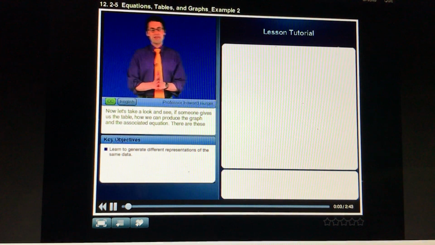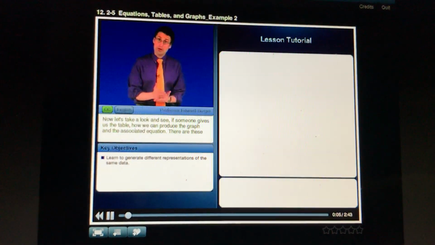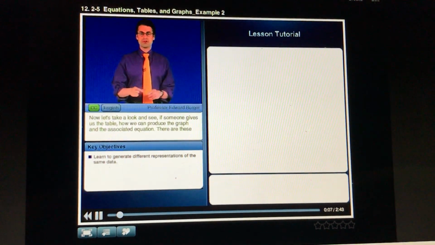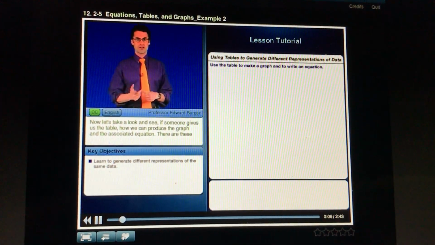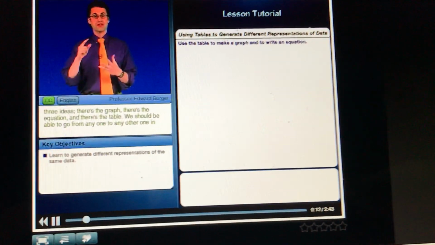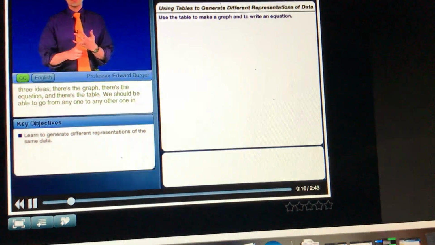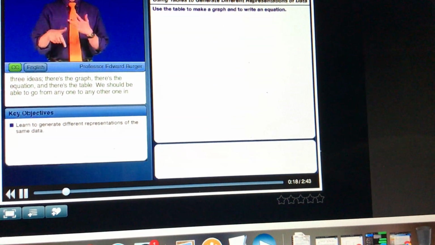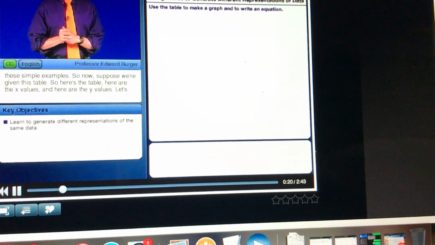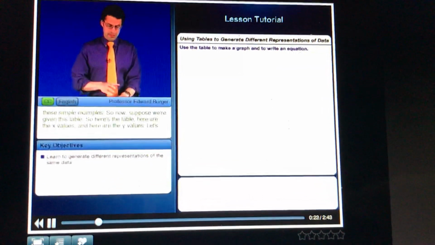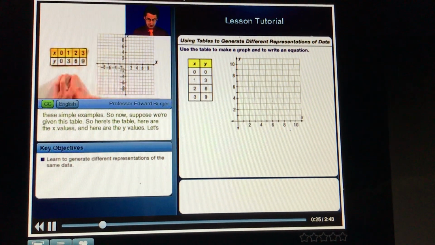Let's take a look and see if someone gives us the table, how we can actually produce the graph and the associated equation. And there's these three ideas, right? There's the graph, there's the equation, there's a table, and we should be able to go from any one to any other one in these simple examples. So now let's suppose we're given this as a table. So here's the table, here are the x values, and here are the y values.